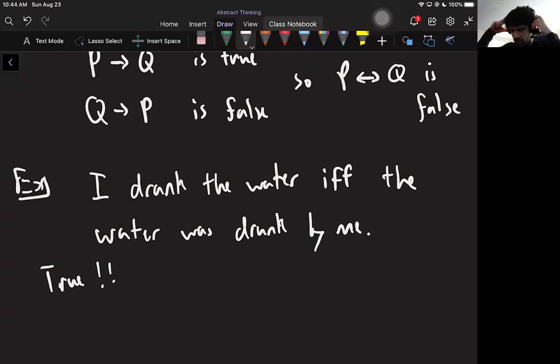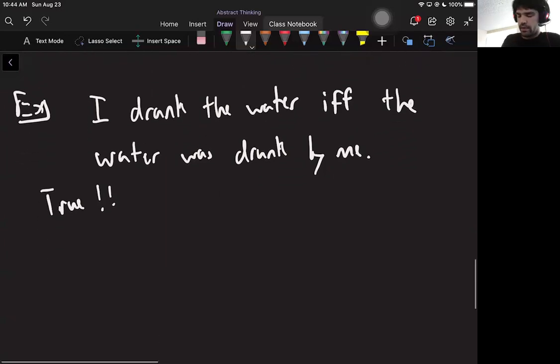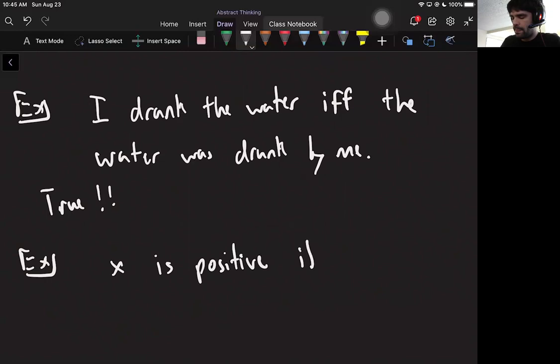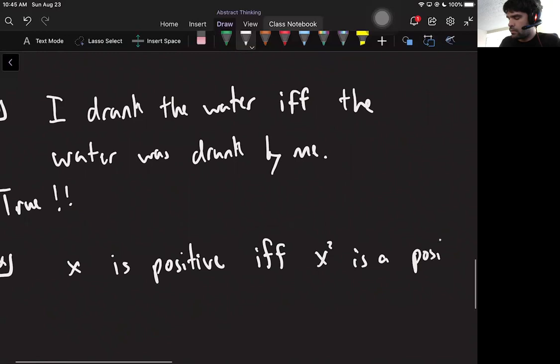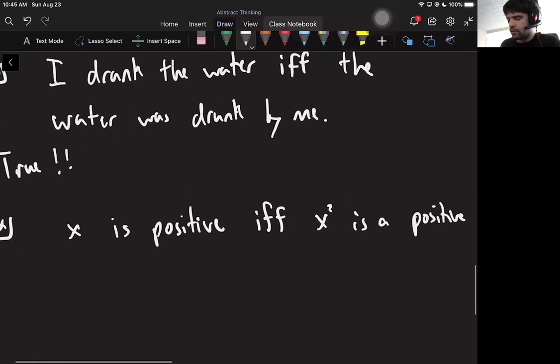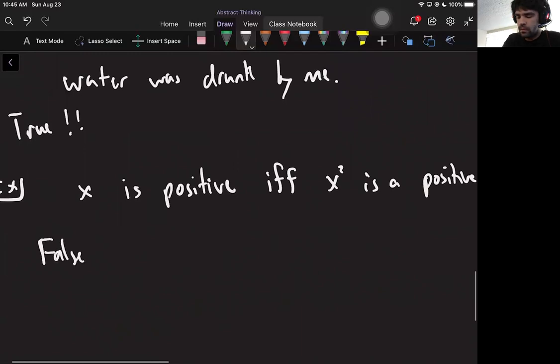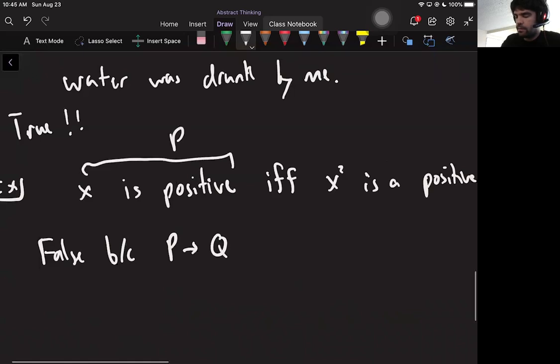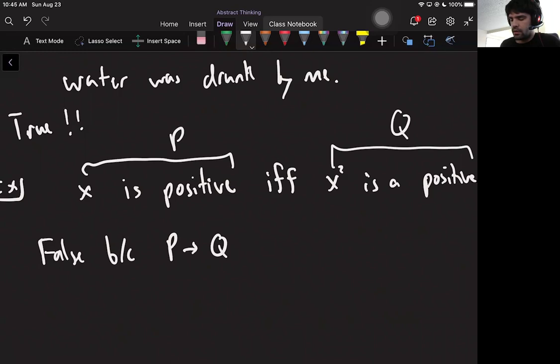So to be true, both directions got to be true. One has to imply the other and also the other way. So let's do a more mathy example of something false. X is a positive number if and only if x squared is positive. So this one is false because although P does imply Q, if you consider this part to be P and this part to be Q, so although that's true, this is false.